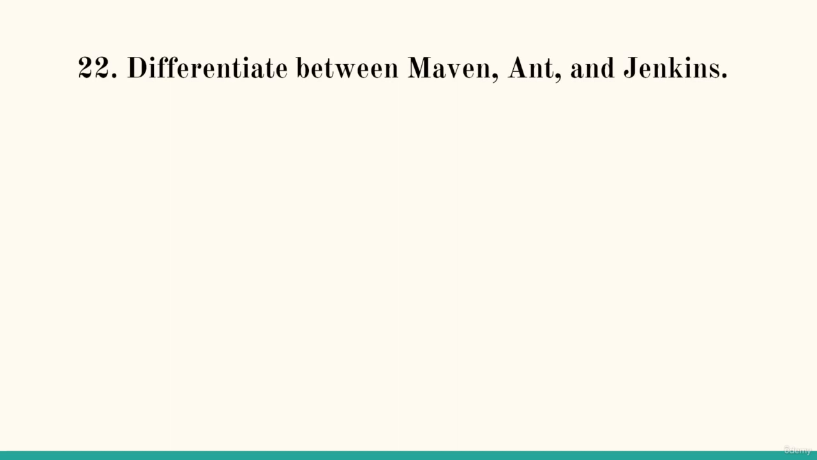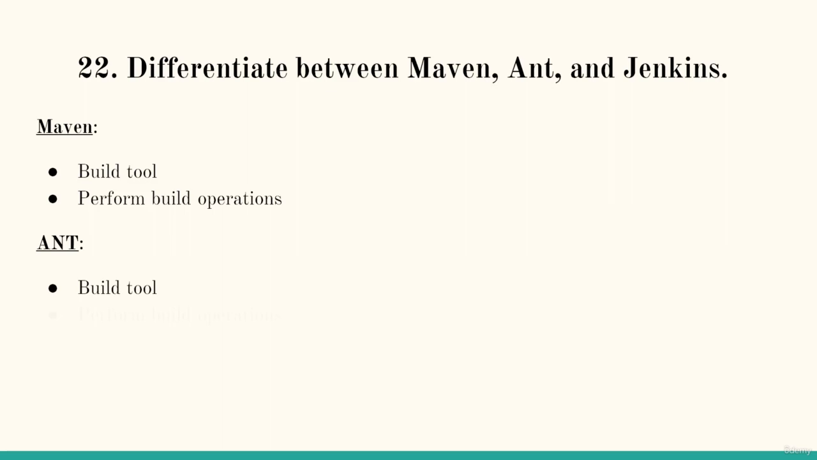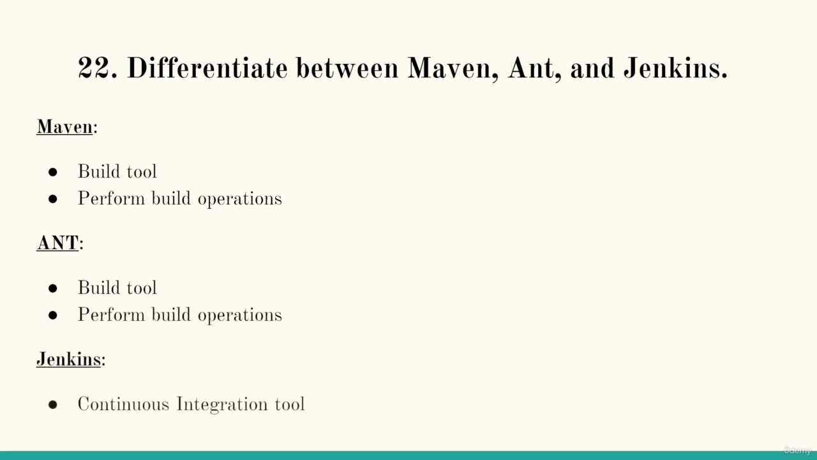Differentiate between Maven and Jenkins. Maven is a build tool. It performs build operations. Jenkins is a continuous integration tool, and Jenkins may run unit tests and deploy applications. So it includes more.